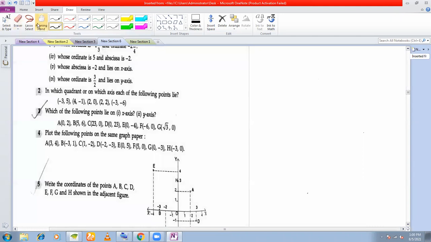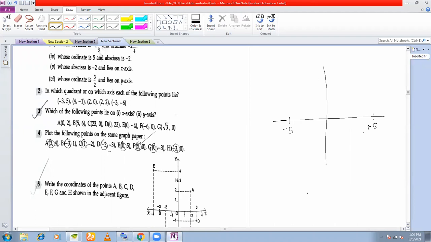If you see question number 4, what are the points here? 3, 4. Minus 3, 1. Whatever points you see, what is the highest value of x that you can see? The values of x here are minus 3, 1, minus 2, 0, 5, 0, minus 3. So the highest value of x is plus 5. That means on the x-axis, the extreme point should be plus 5, and here you should have minus 5, right?